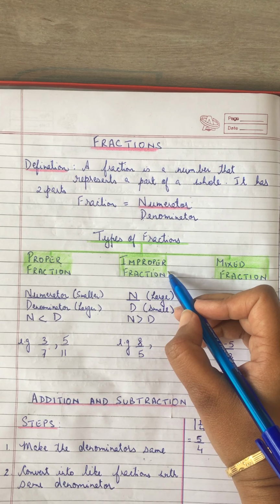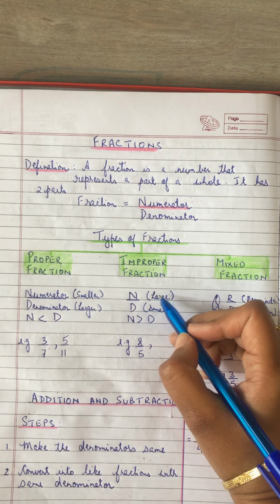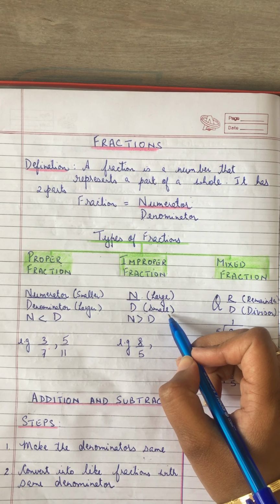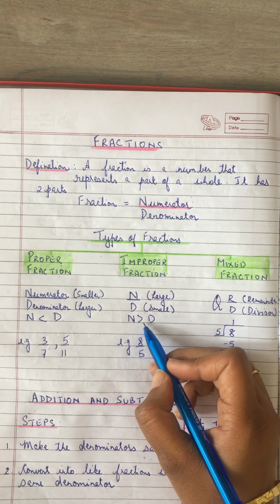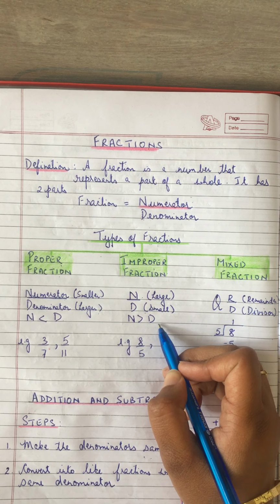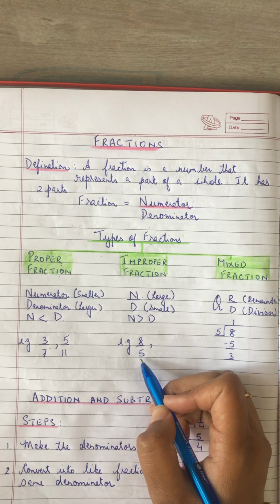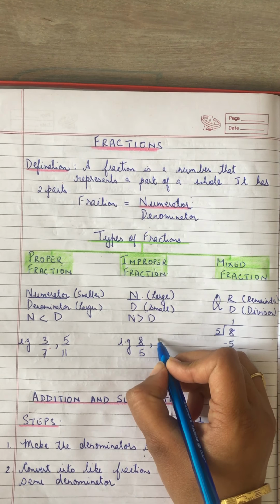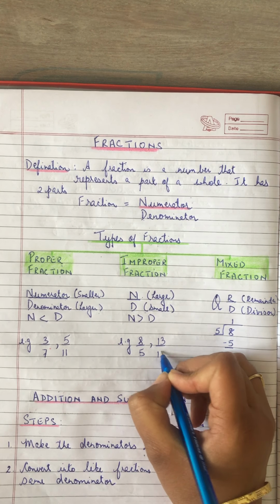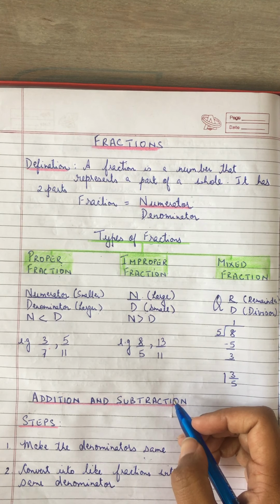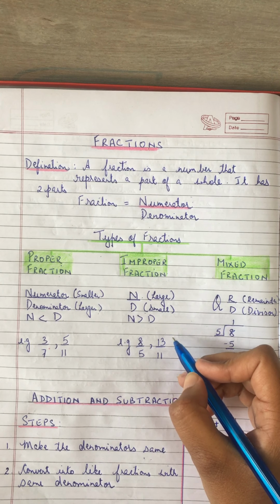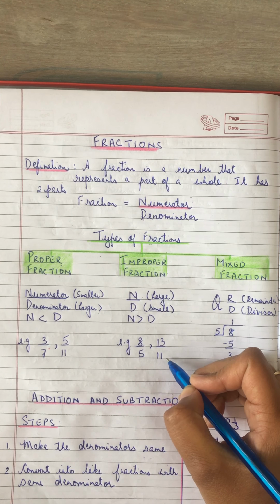An improper fraction is different from a proper fraction. In this, the numerator is larger and the denominator is smaller. So the numerator is greater than the denominator. Example: 8 upon 5. Another example: 13 upon 11, and so on. So in improper fractions, the numerator has to be the bigger number and the denominator the smaller number.